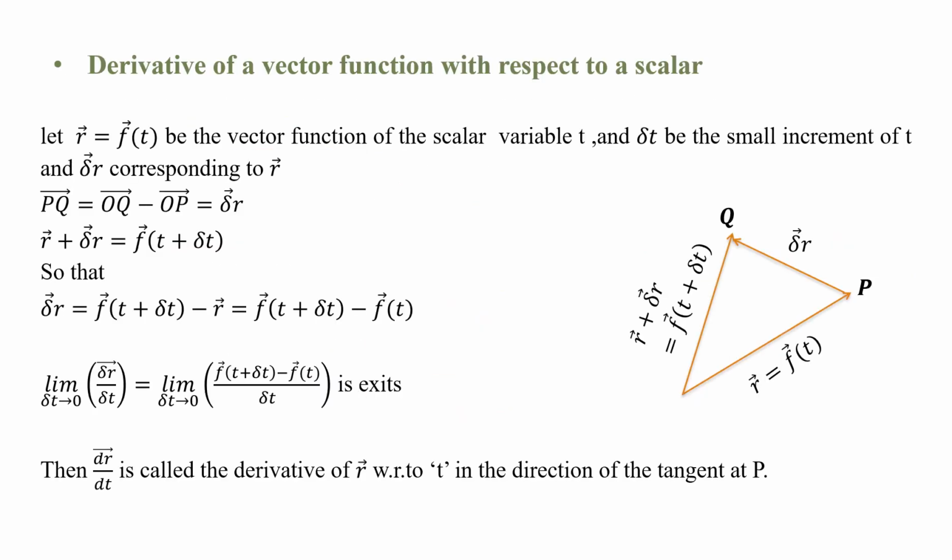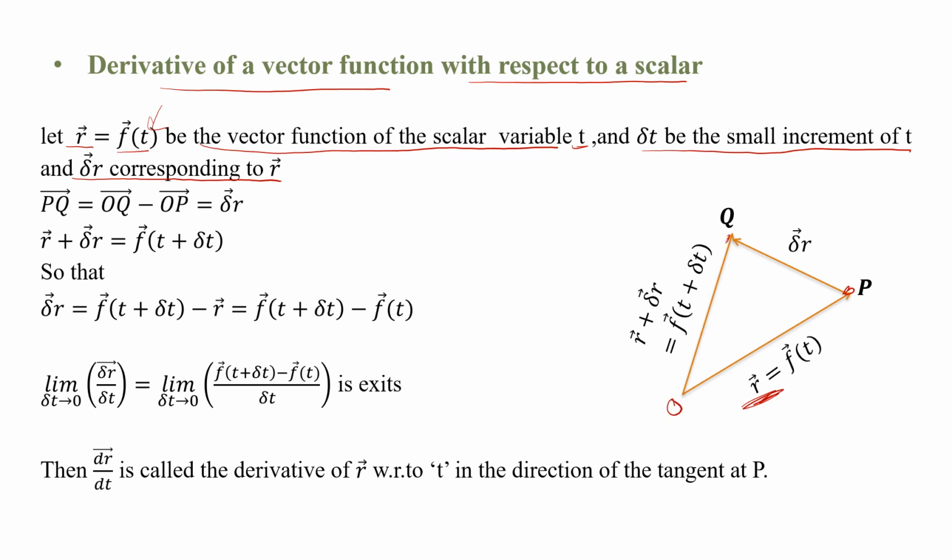Now the derivative of a vector function with respect to a scalar. Suppose we have a vector r, or f of t, as a vector function of a scalar variable. Here the scalar variable is t, and suppose del t is a small increment in t and del r the corresponding change in r. Suppose this is p and this is q, with o as the origin, so a small change from p to q.